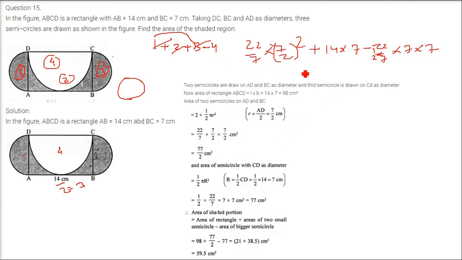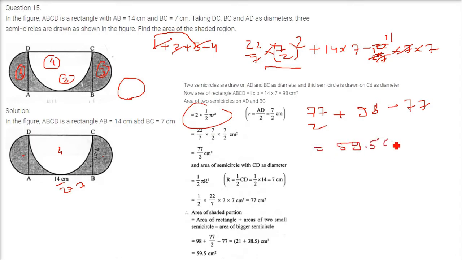So now the first one, which I said is 7 by 2, pi r square, comes to be 77 by 2. Then 14 into 7 is 98, and we have to subtract this one, which will be 77, since 7 into 11 is 77. So what do you get here? 59.5. This is the answer.